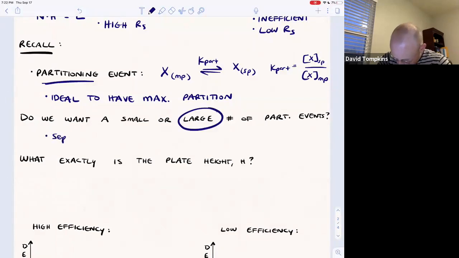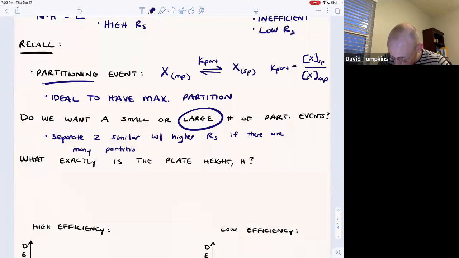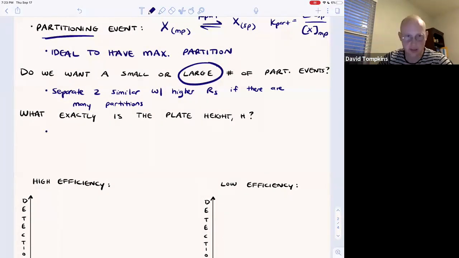We can separate two similar compounds with higher efficiency and higher resolution if there are many partitioning events. Even if it's just a small difference between two compounds in terms of their polarity or their boiling points, we can really take advantage of that if we have as many partitioning events as possible. And the plate height relates to this idea.